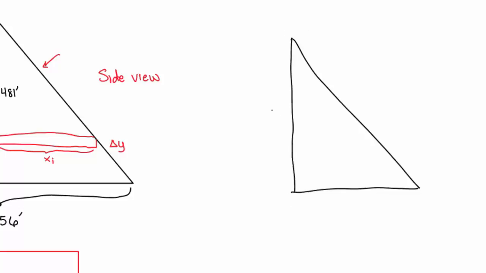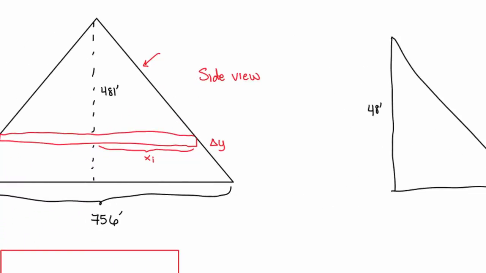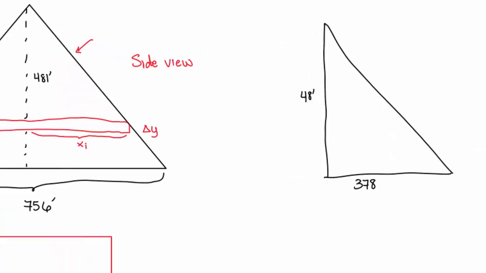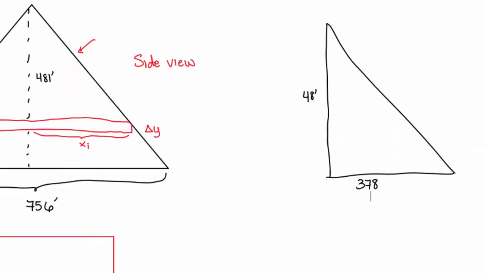And let's see. We know that the height of this triangle is 481. Its width across is half of 756. That's 350 plus another 25 is 375 plus another 3 is 378. Yeah, I think that's right. Okay. And so we're going to go ahead and draw our slice in here.